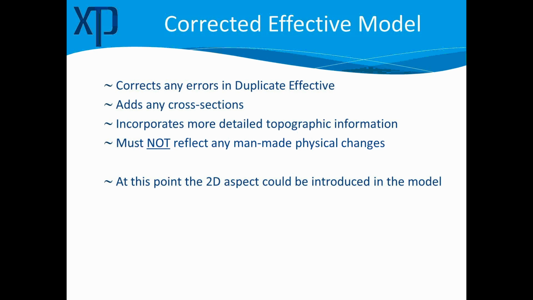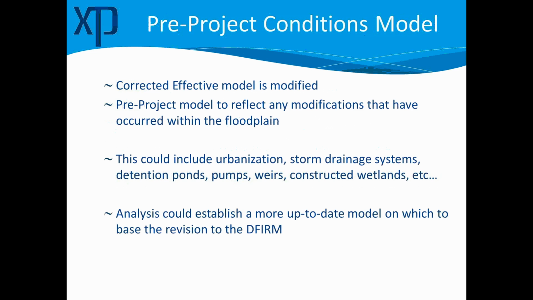So as a recap, we've got a duplicate effective model, or somewhat, you might tongue-in-cheek, call a dummy effective model. Then we're going to go to our corrected effective model, which is going to bring in some new information. Still limited. This is not the end product, but it's still limited. We're just taking steps now to get to the end product. And then we're going to go to what they call an existing conditions, or a pre-project model. So this is where we modify the model. We can go in and include urbanization, storm drains, all of the peculiarities of things that have evolved over time in the floodplain.